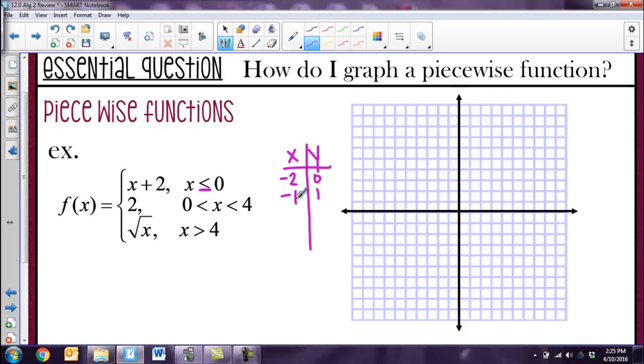And since you notice this one says equal to, I can also graph that 0 with this function, so it would be 2. And so I'd go ahead and just plot those points on my graph, and I put a closed circle right there. And so when I graph those, that just makes that straight line with that y-intercept of 2.